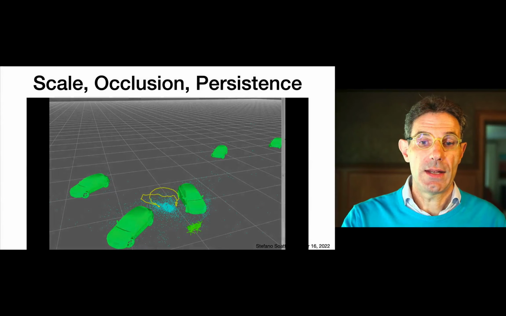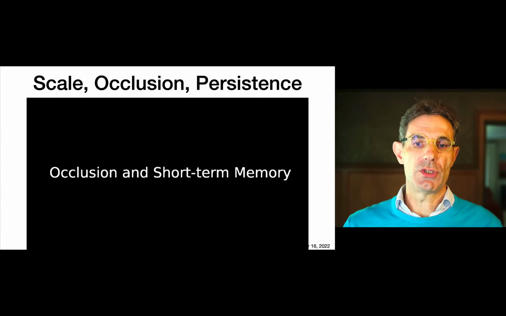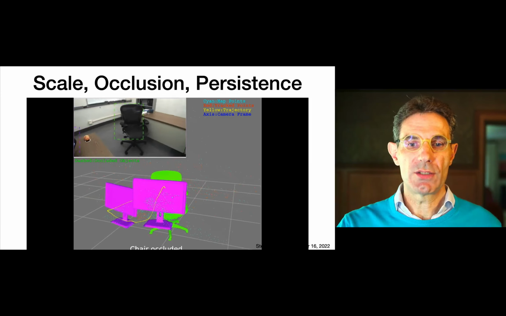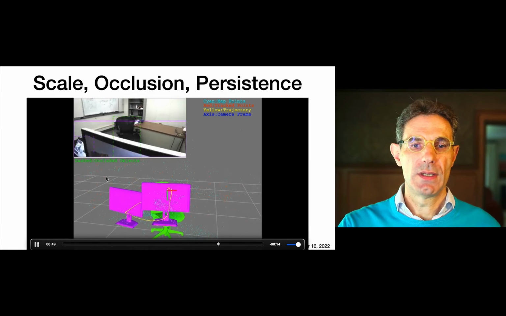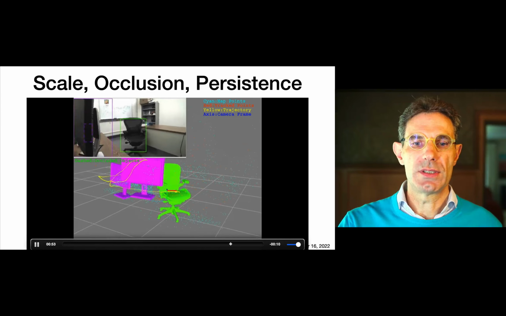Okay. And the same goes with occlusion. Even when not visible, previously seen objects are known to persist, and so you can retain them in memory and predict when and where they will be visible again. So in this case, the chair becomes occluded by the monitor, but you know it's still there.